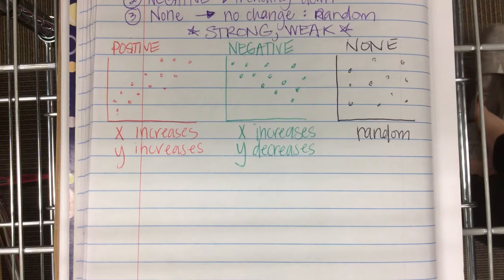So like an example of a random correlation, the number of books at your house and the number of t-shirts you own. No relationship. One does not affect the other. The number of brothers and sisters you have and the number of TV channels you get. They don't have a correlation. They don't affect each other.